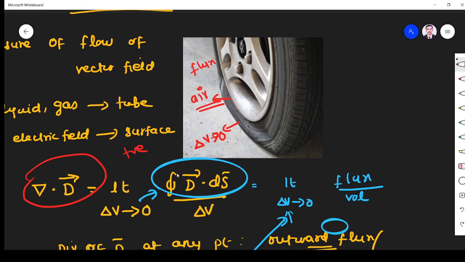Del V tends to 0, closed integral D dot dS, which is a closed loop, right? It's a volume, the tire is a volume, a closed surface. This black tube is a closed surface, right? So in that closed surface only the flux will come out. That's what D dot dS is, coming out of the closed surface. That is, flux is coming out of the surface, right? So that's all about divergence.